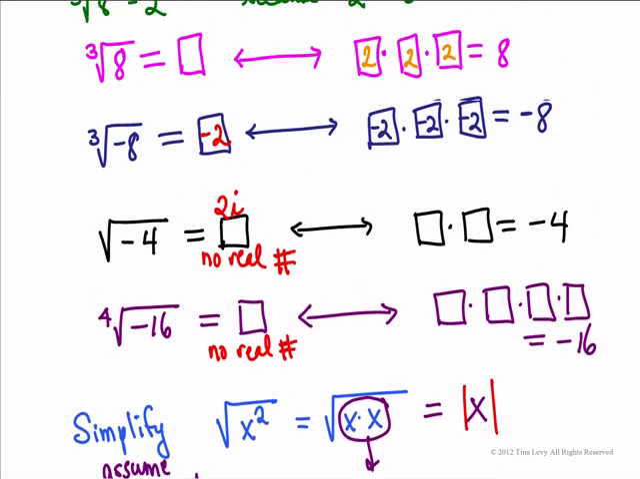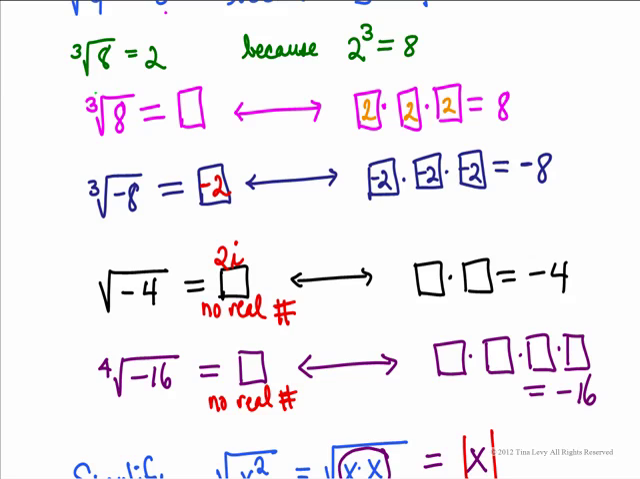When we dealt with cube root, if the number inside is positive, the cube root is positive. If the number inside is negative, the cube root is negative. We don't have to worry about that.